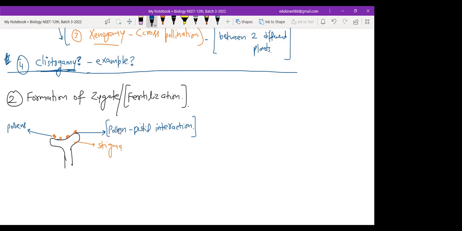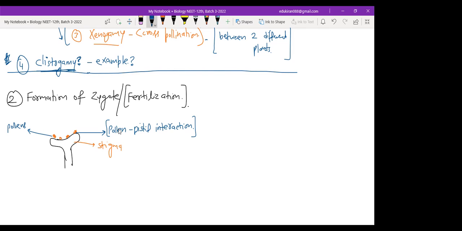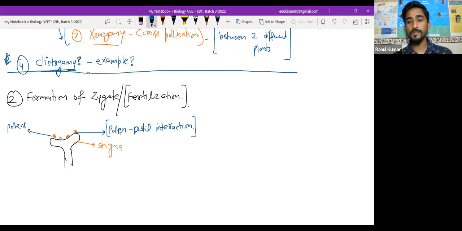Yes, sir. This event is known as pollen pistil interaction. So there could be a question in your boards. What is pollen pistil interaction? Explain in brief. It's a CBSE boards question. What is pollen pistil interaction? You can write down the question also. Describe in brief. So everyone understood the pollen pistil interaction and why it is important? To make sure that the pollen of the same species is allowed to proceed further.